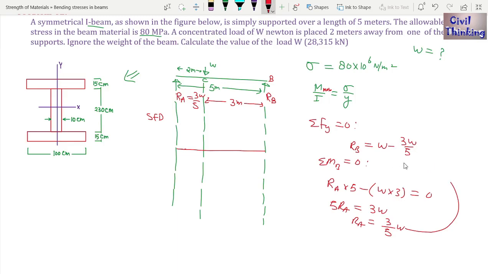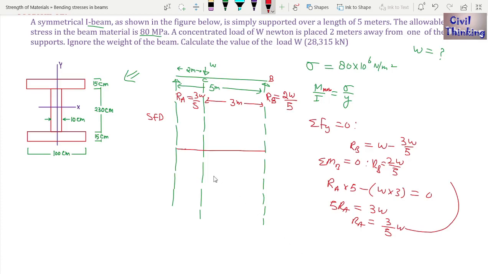So what is the value of RB? It is 5 minus 3, which is 2W upon 5, right? So I get RB to be 2W upon 5, 2W divided by 5, right?